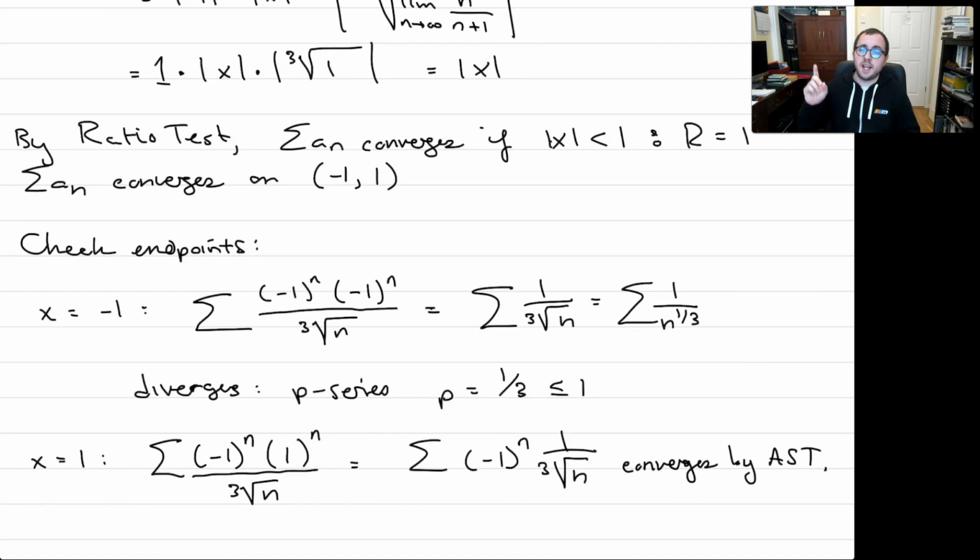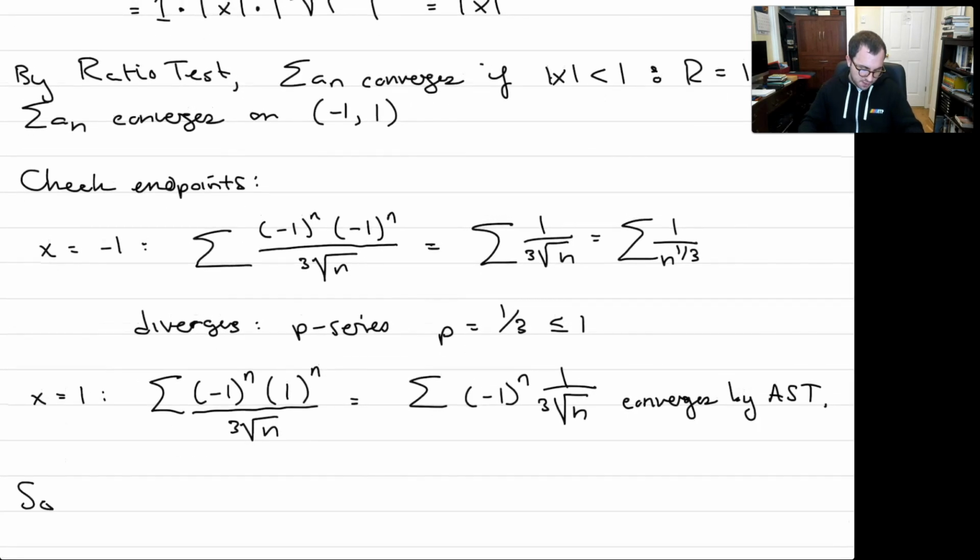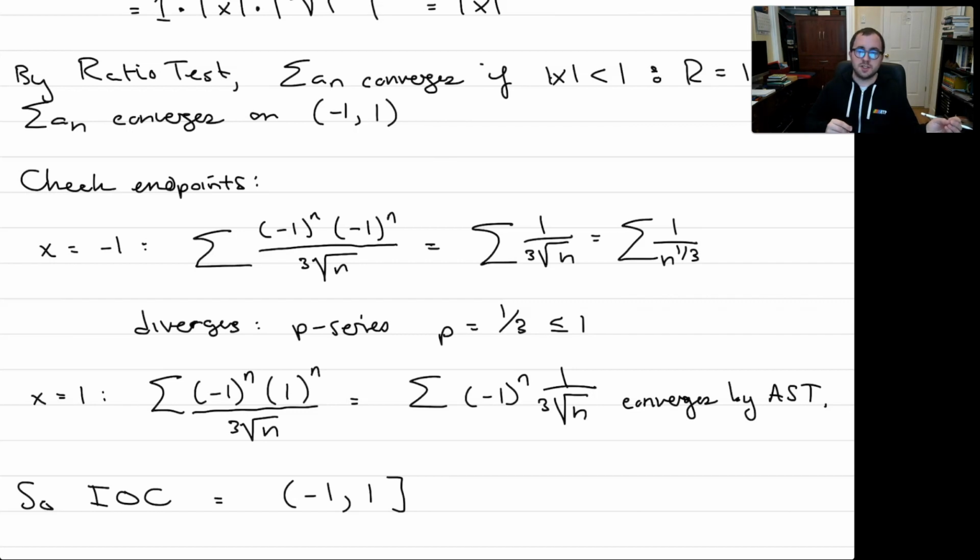So when I plugged x equals negative 1 in, I got a divergent series. When I plug x equals 1 in, I got a convergent series. So the interval of convergence, the set of all possible x values that make this into a convergent series, is not going to include x equals negative 1, but it will include x equals 1. So it is possible that one of the endpoints results in a convergent series and the other endpoint results in a divergent series. So it's very important to check the endpoints.